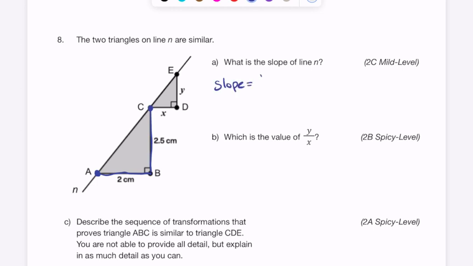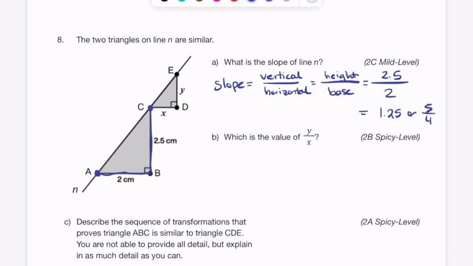Slope is either vertical distance between the points divided by the horizontal distance, or it's the height of the slope triangle divided by the base. And here my height is 2.5, my base is 2. So we just do 2.5 divided by 2, and that is 1.25 or 5/4. Okay, again, either of those are right. You would probably do 1.25, which I would accept, but it is helpful to write slopes as fractions. So 5/4 is probably better.